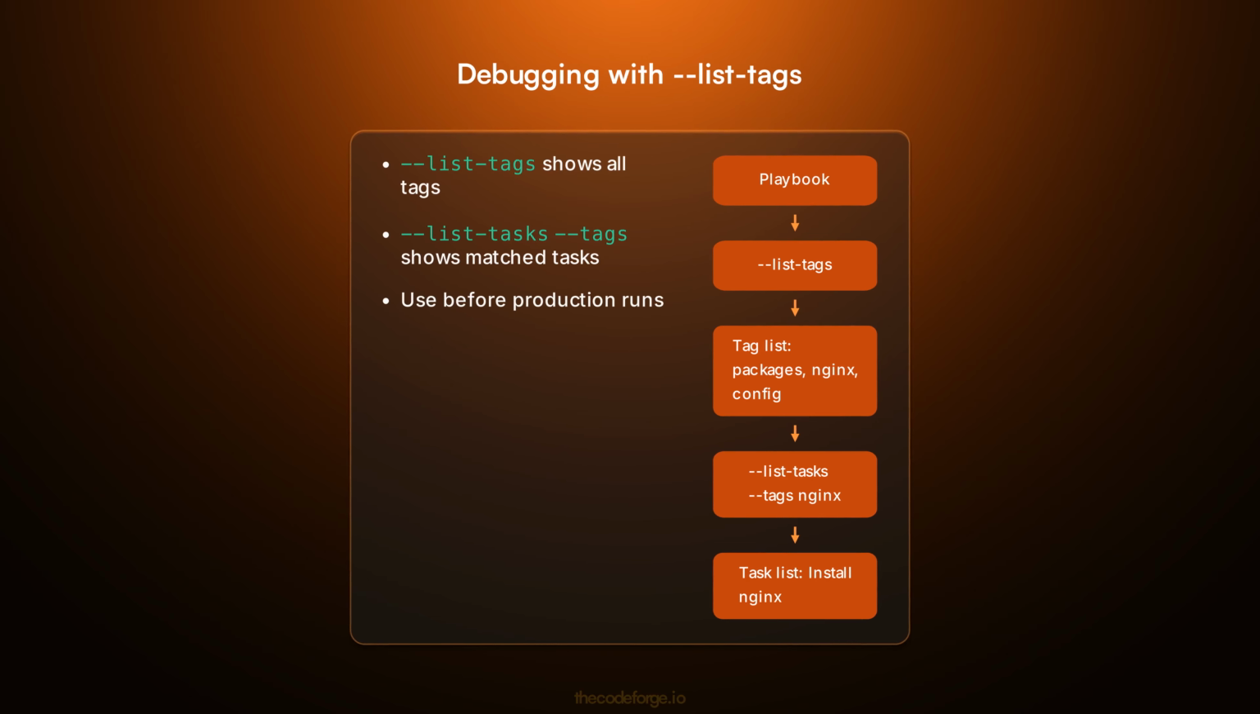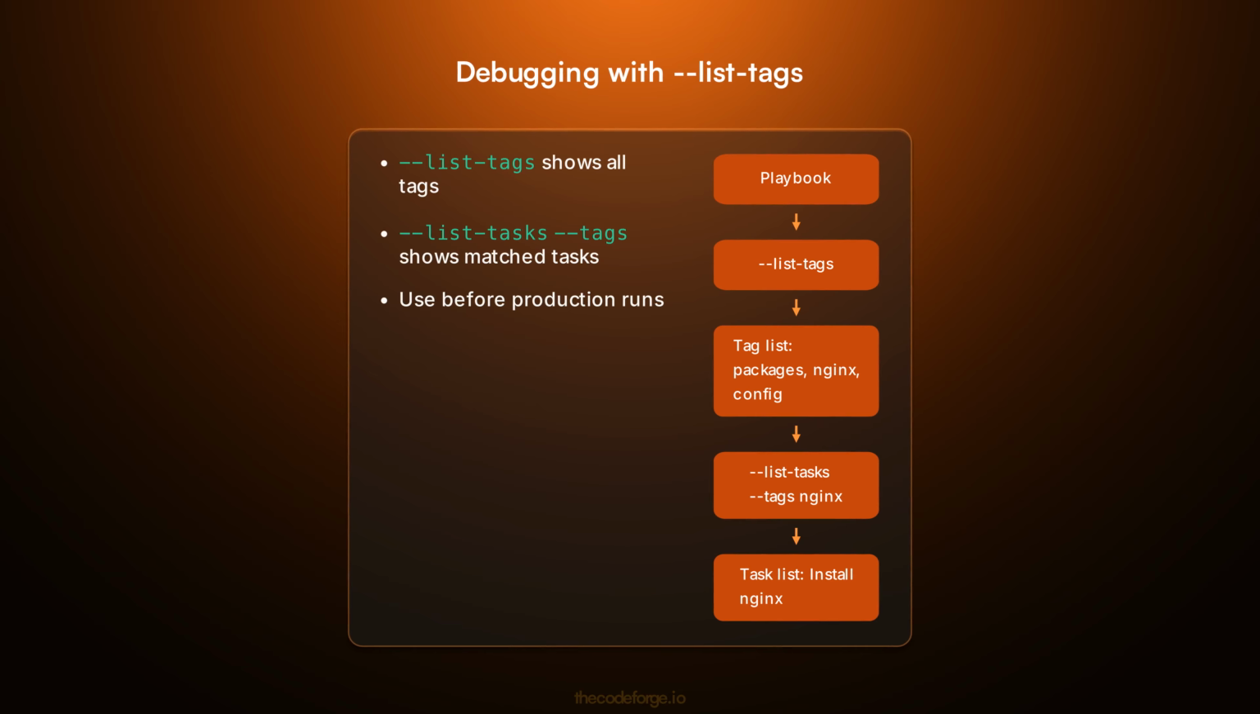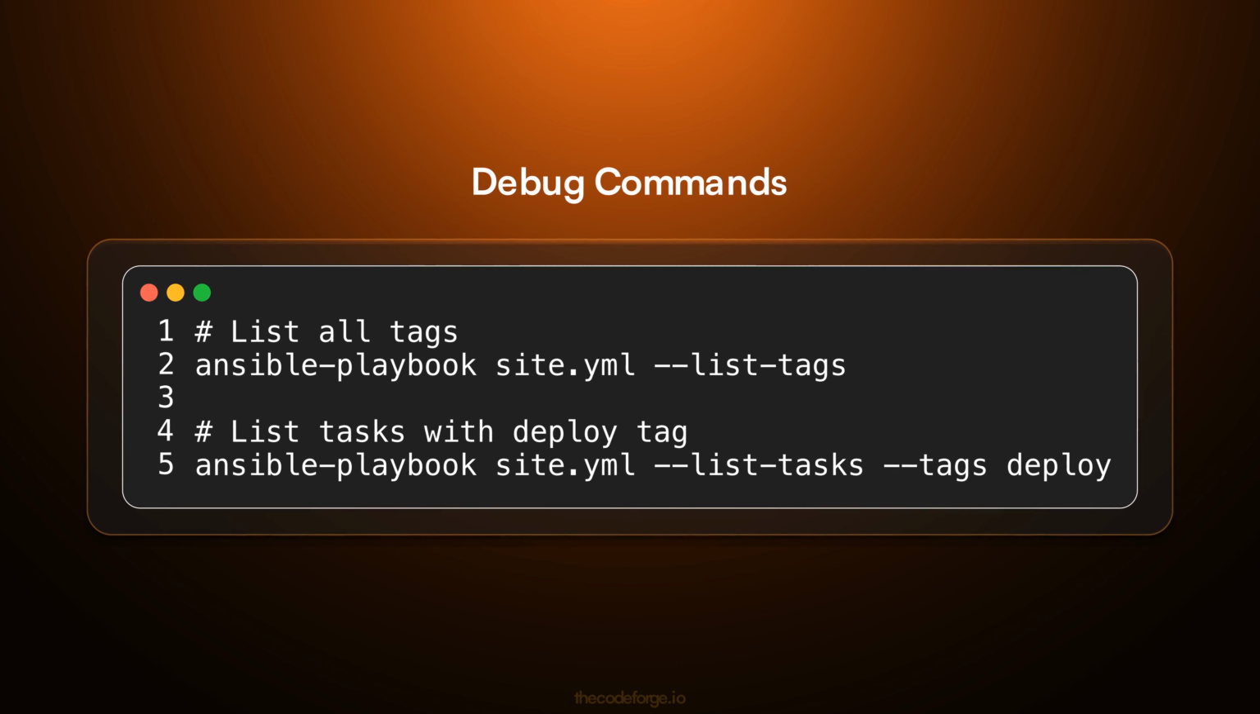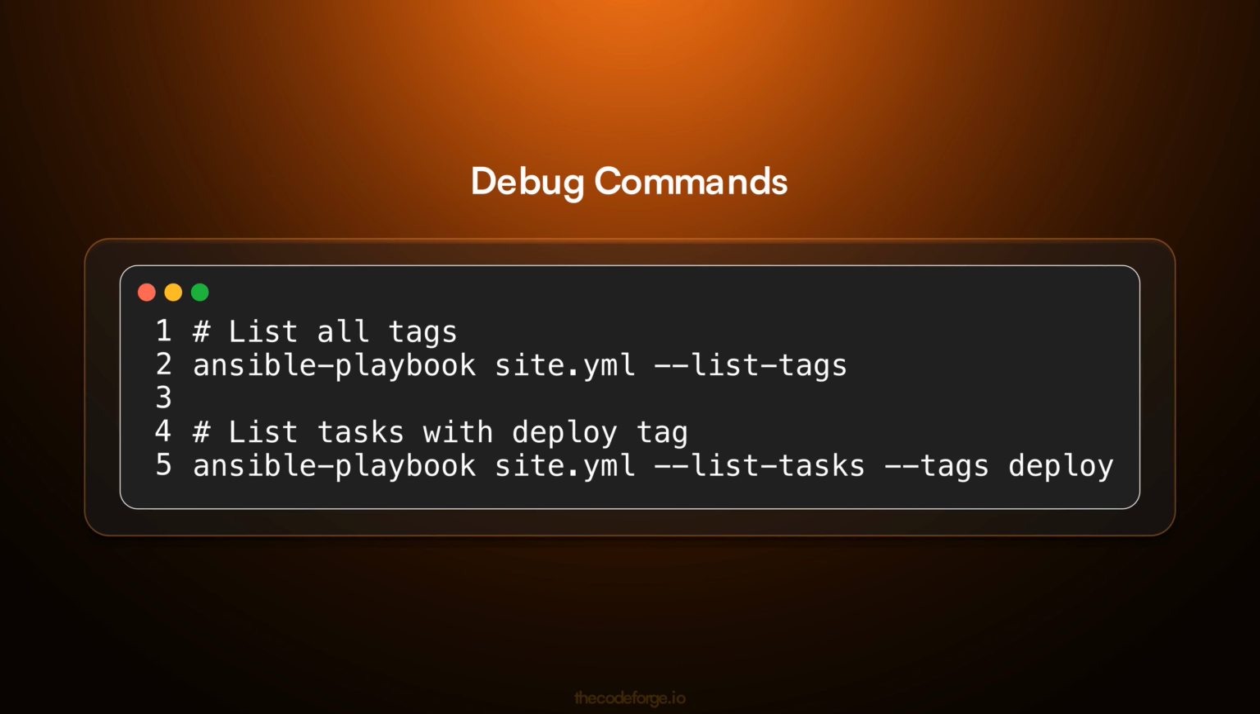Use --list-tags to see all tags in your playbook. Use --list-tasks --tags to preview which tasks will run with a given tag. This helps catch typos and verify your tagging strategy. These commands are your best friends for debugging tag issues. Run them before any production deploy.